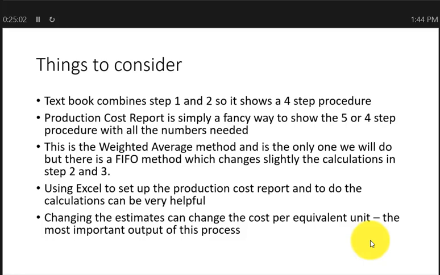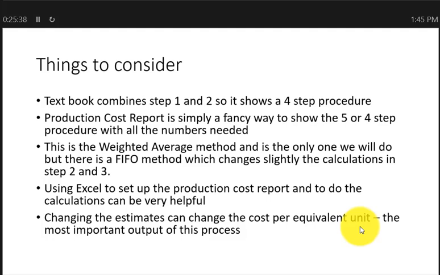We are learning in this chapter, and in our homework and everything, the weighted average method, and that's the only one we'll do in the homework or on tests. Just so you know, there is another way to do it. It's called the FIFO method. It changes slightly the calculations in step 2 and 3. You still do 5 steps, you just consider things a little differently. You'll get slightly different answers. Not a big deal and not something worth learning both at this stage.